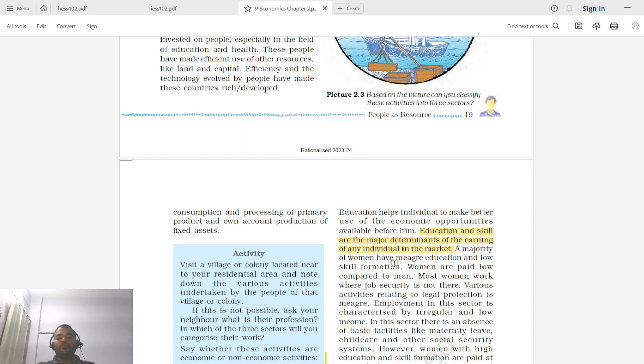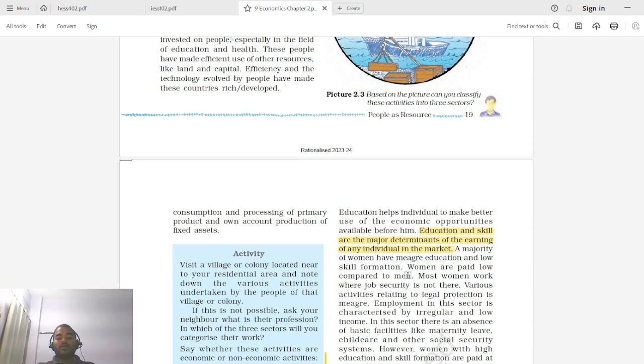The majority of women have meager education and low skill formation. So in the Indian context, women do not take more education. They limit their education to matric or say 12th, and after that they get married and get busy with their families. Women are also paid lower wages compared to men because of physical strength. For the same work, women are paid less as compared to men.